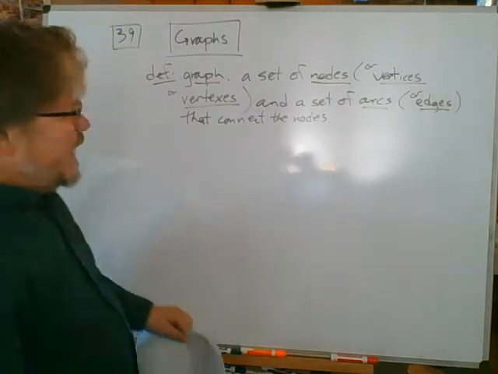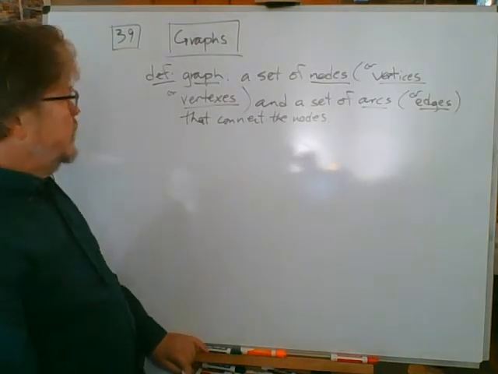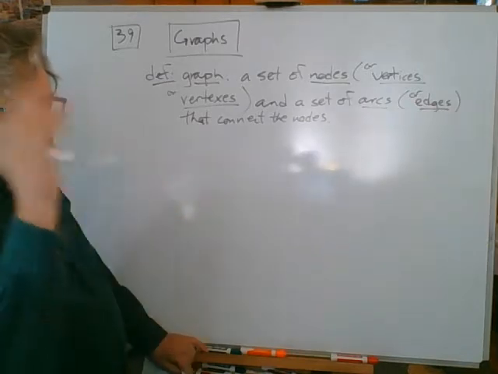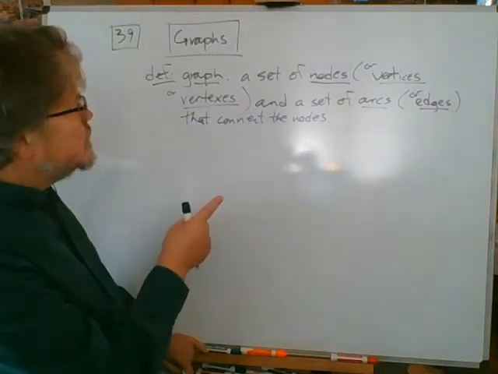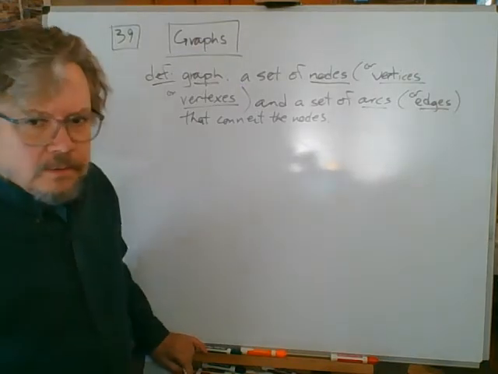Now, I did that in several pieces, didn't I? Let me review the whole thing. A graph, in the context of data structures in computer science, is a set of nodes and a set of arcs that connect the nodes.